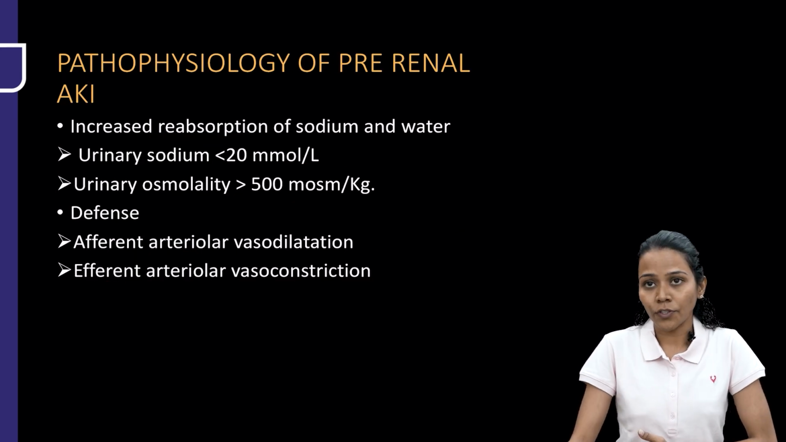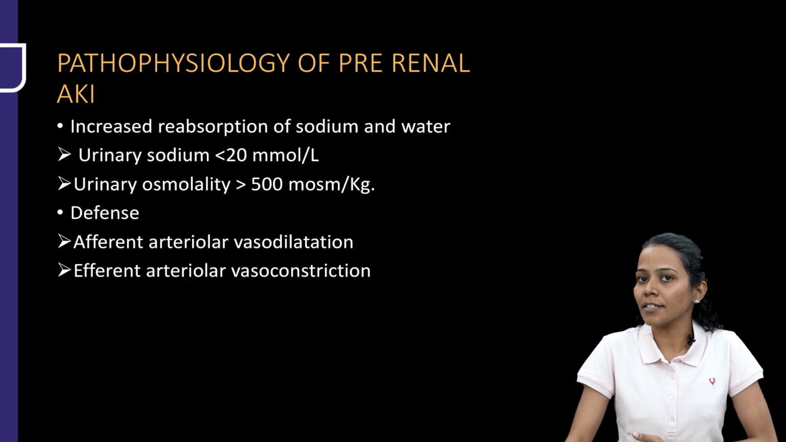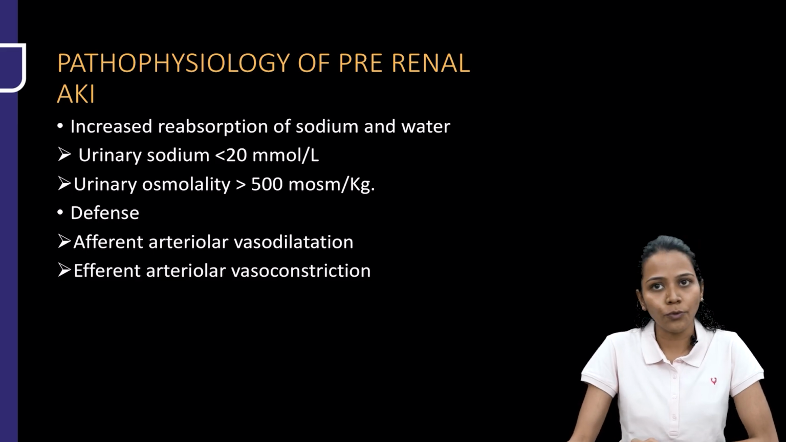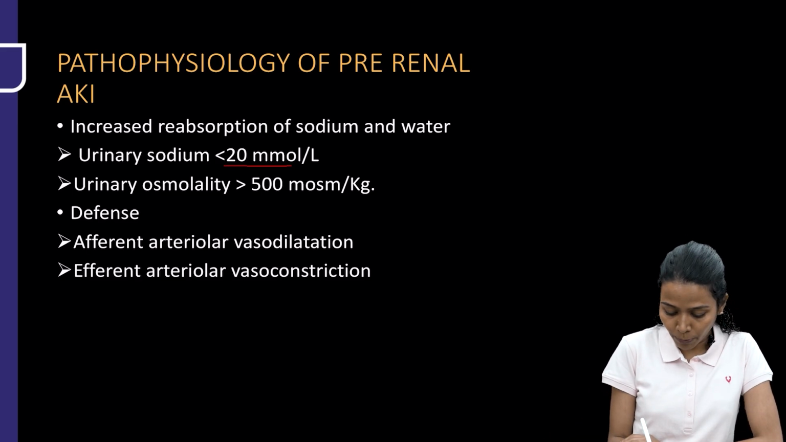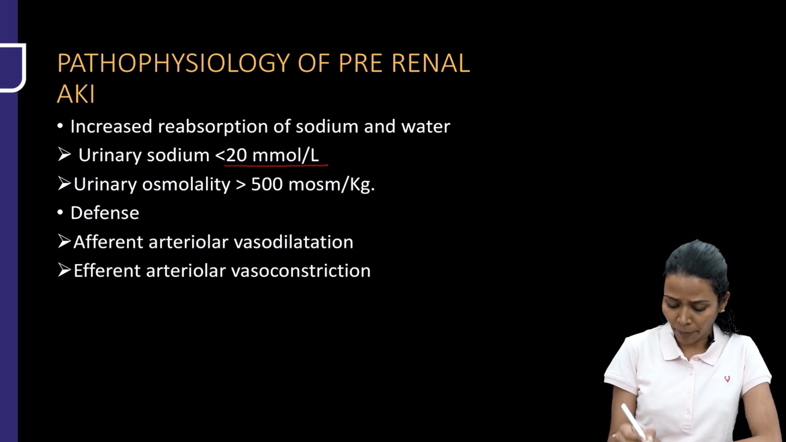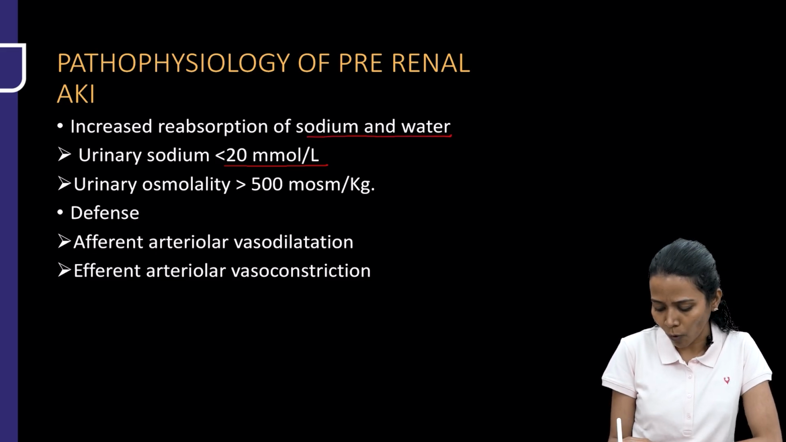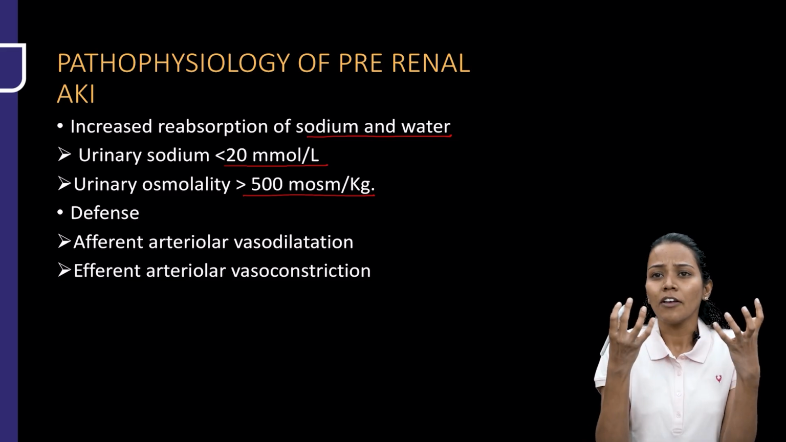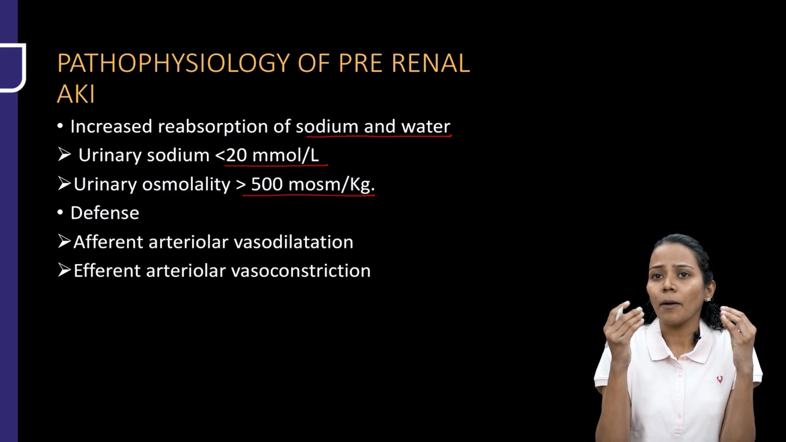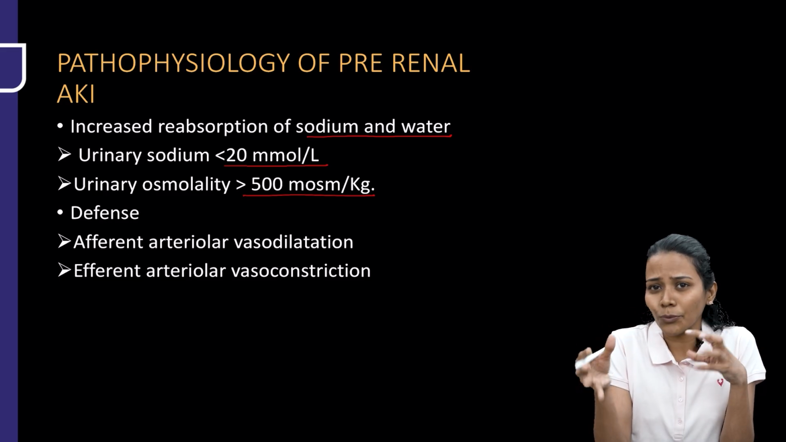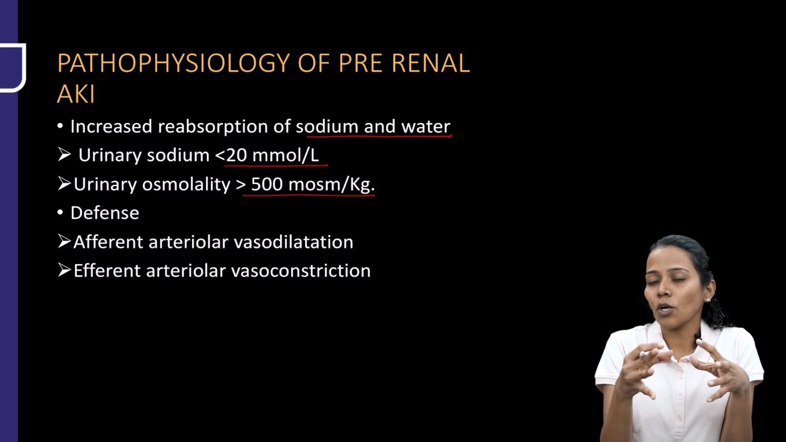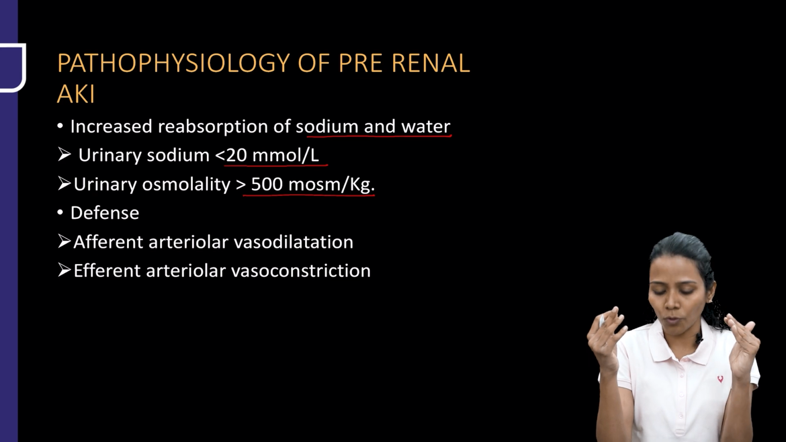Now, what is the pathophysiology? There is reduced blood reaching the kidney. So the kidney is going to try to reabsorb everything. If you check urinary sodium, it's going to be less than 20 millimole per liter because there's going to be reabsorption of sodium and water. And urine is going to be highly osmolar, that is very concentrated urine, because the body is trying to excrete only the minimal urine that is required to excrete the solutes, and sodium is going to be very less.